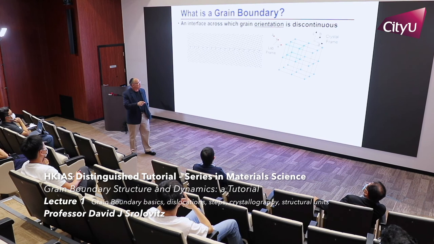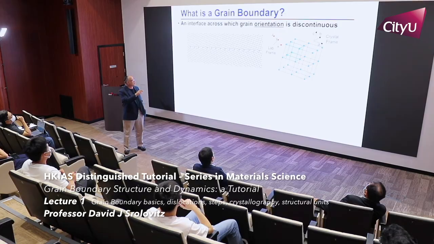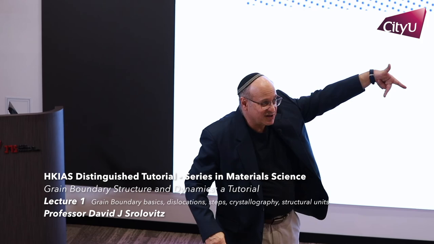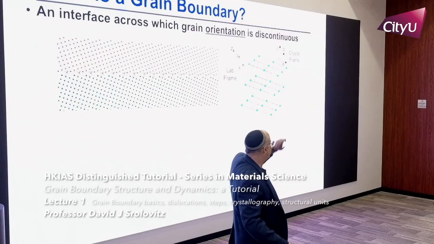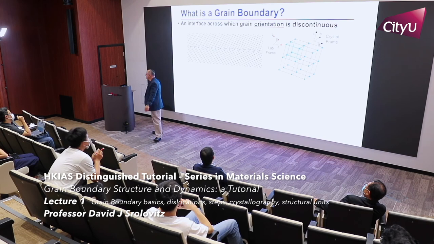So what we have to do first is talk about orientation. This is the crystal we're dealing with. It has its own frame of reference, and there's a laboratory frame. And so when we say that the orientation is discontinuous, as I go from here to here, the orientation changes from this to that. So there's a discontinuity in the crystal orientation.